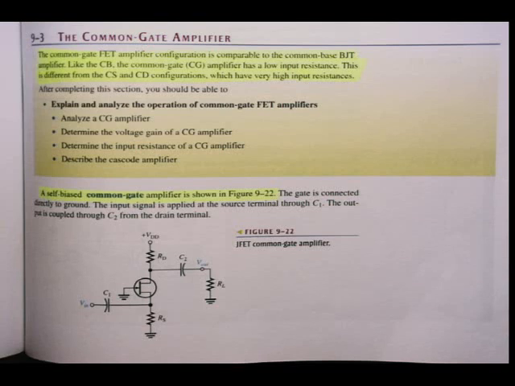The common gate field effect transistor amplifier configuration is comparable to the common base BJT amplifier. Can you imagine? Like the common base, the common gate amplifier has a low input resistance. This is different from the common source and the common drain configurations, which have very high input resistances, if you can recall.